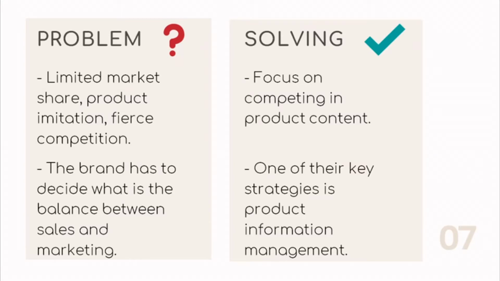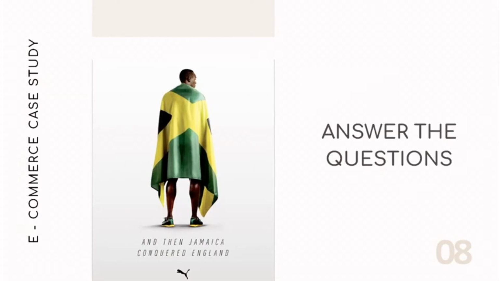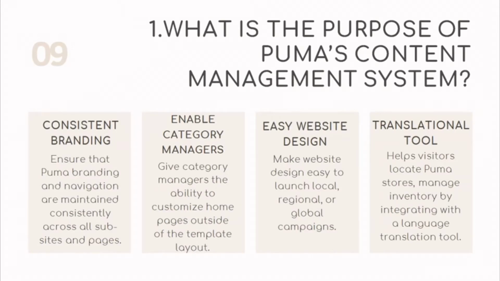The whole case study is a way how Puma adapts to this digital era and finally earns what they have paid for. Moving to the question part, the first one is, what is the purpose of Puma Content Management System? A Content Management System is an application that is used to manage web content, which allows multiple website users to create, edit, and publish content.